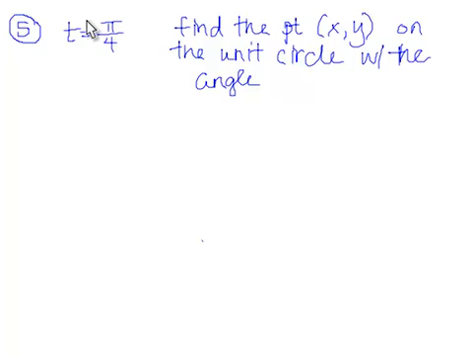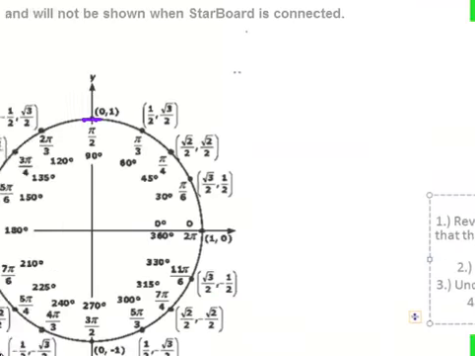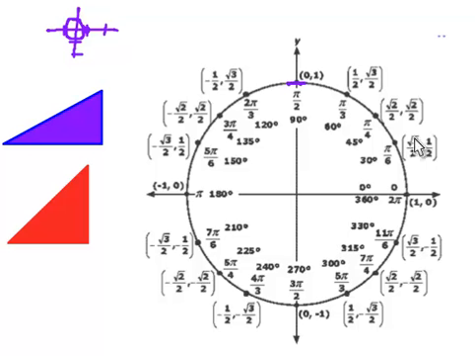So we're starting with 9.2 because I consolidated 9.1 and 9.2. We're going to do that for a few of the sections in this unit. But in 9.2, problem number 5, what it says is find the point, the xy point, on the unit circle that corresponds with this angle. And so we're going to be looking at that unit circle. And here we have it.